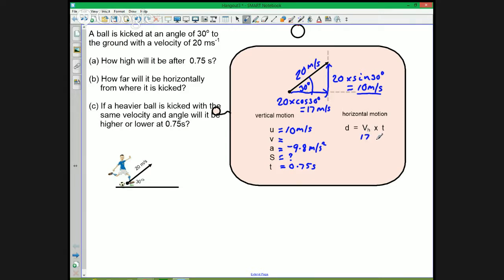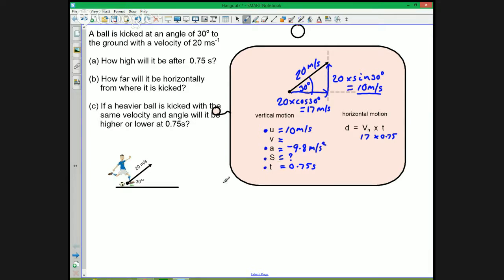And we do know the time it's going to be in flight for at that particular point: 0.75 seconds. So anyway, we can calculate that first part. But let's go back to the first question. How high will it be after 0.75 seconds? We have got U, we have got A, we have got S, and we have got T.